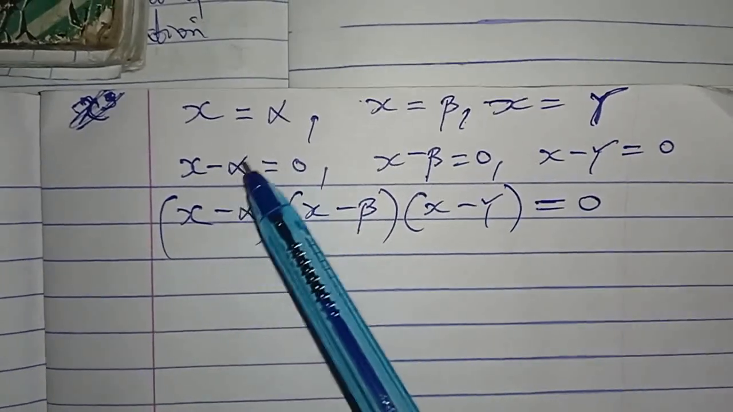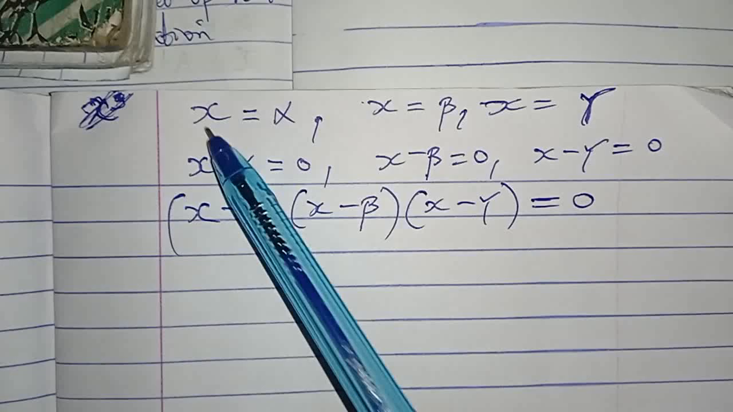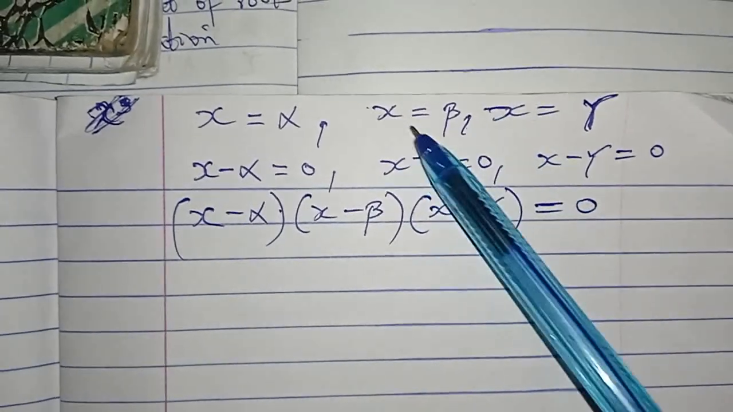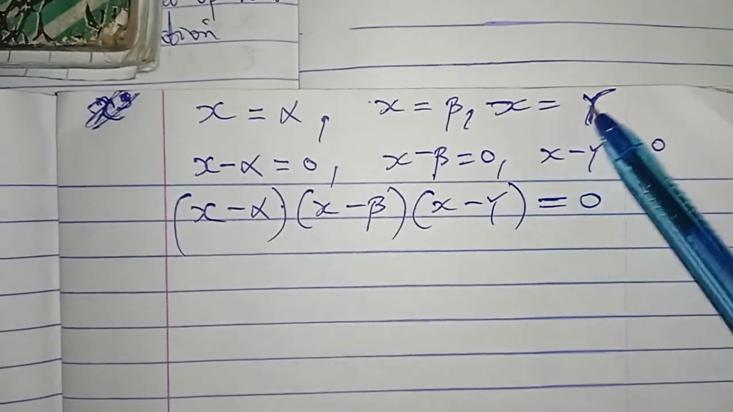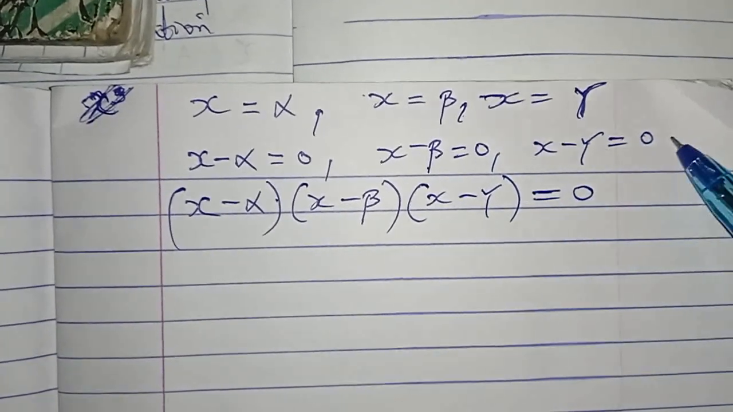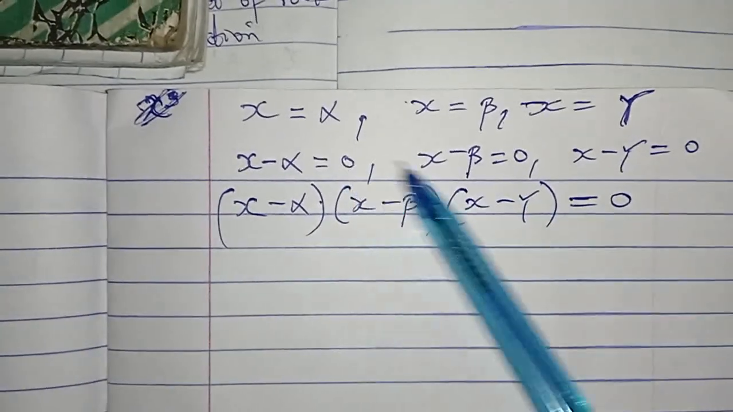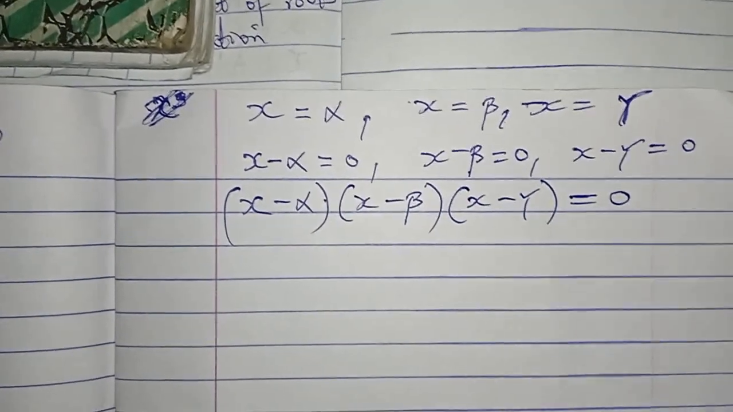So when you do this, crossing the equality sign, it becomes x minus alpha equals 0. Crossing the equality sign, x minus beta equals 0. This one crossing the equality sign, x minus gamma equals 0. So by the time you collect everything, since all of them individually are equal to 0, all of them are equal to 0.